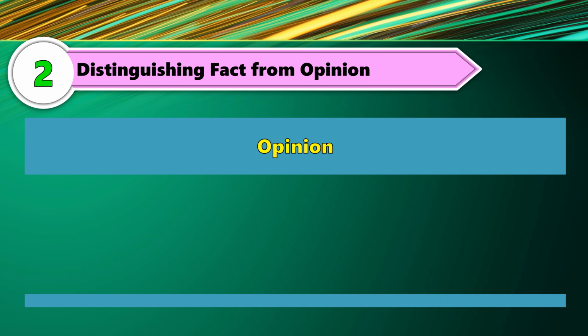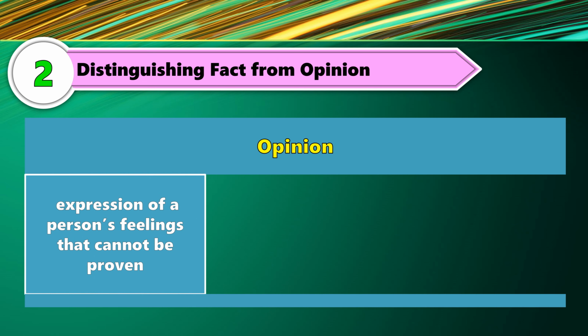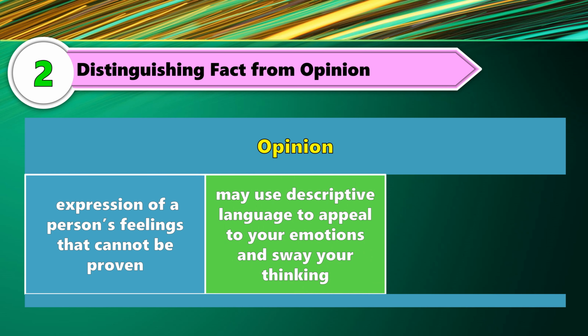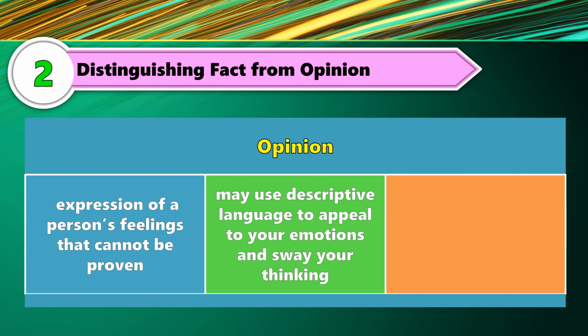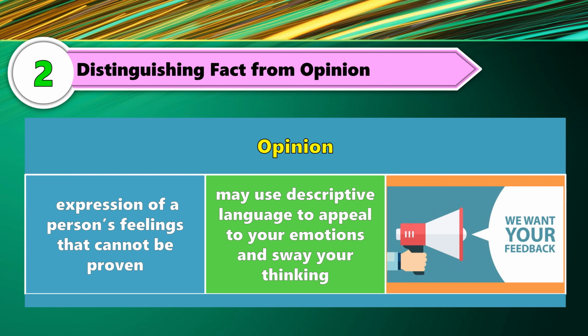Now let's go to opinion. Opinion is the expression of a person's feelings that cannot be proven. Furthermore, it may use descriptive language to appeal to your emotions and sway your thinking. An example of which is when you want to buy a certain product. Before buying the product, you check the feedback of other buyers and see if the product is actually working.